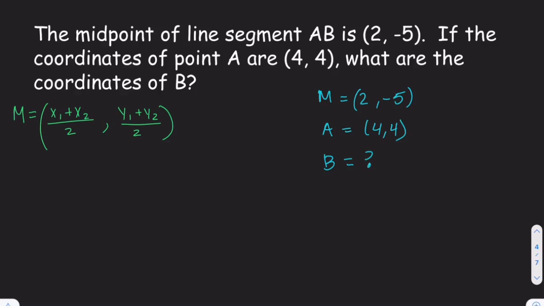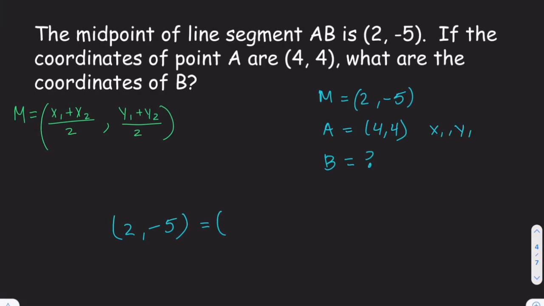So we're still going to use the midpoint formula because we have the values for it. So let's plug it in. We're going to do (2, -5) equals, this is going to be x1, y1, (4 plus x2) divided by 2, and (4 plus y2) divided by 2.